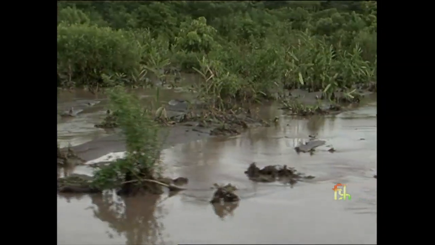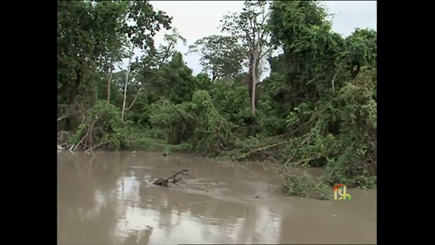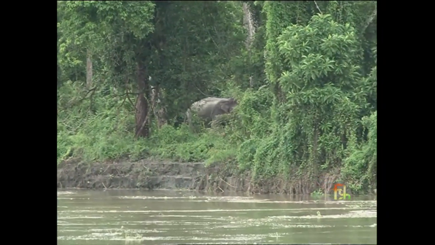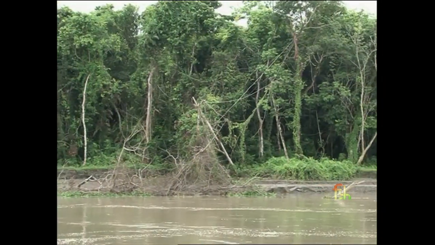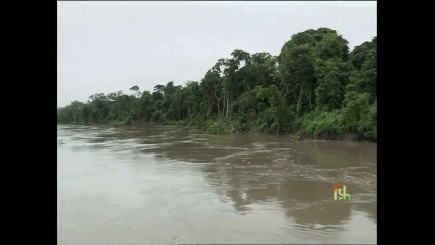A joint study carried out by the Brahmaputra Board and the Indian Space Research Organization has found that between 1968 and 1998, an area of 37.80 square kilometers of Kaziranga Sanctuary has been lost due to erosion.